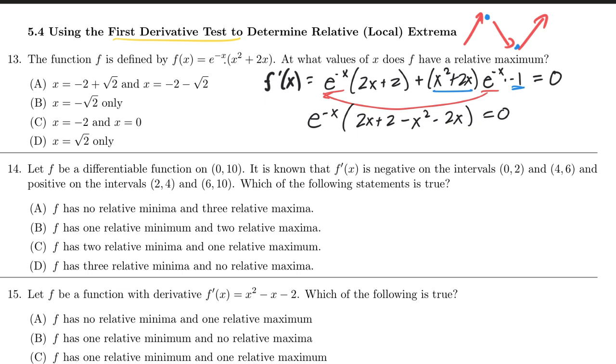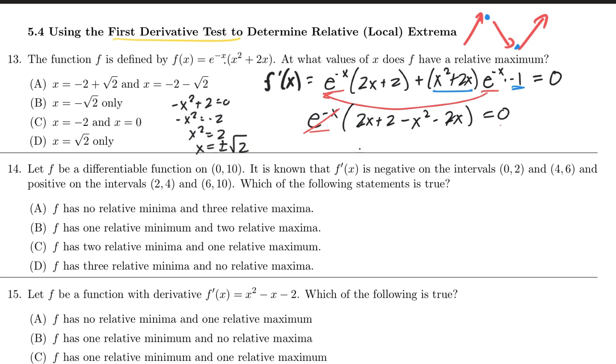An exponential function is never 0, so we don't even have to worry about this. We can just divide this over here, and it goes away. So now we have negative x squared, the 2x's cancel, plus 2 equals 0. Subtract the 2, negative x squared equals negative 2, divide by negative, we get x equals plus or minus the square root of 2. All right, so those are the places where my maxes and mins can happen, because that's where my derivative is 0.